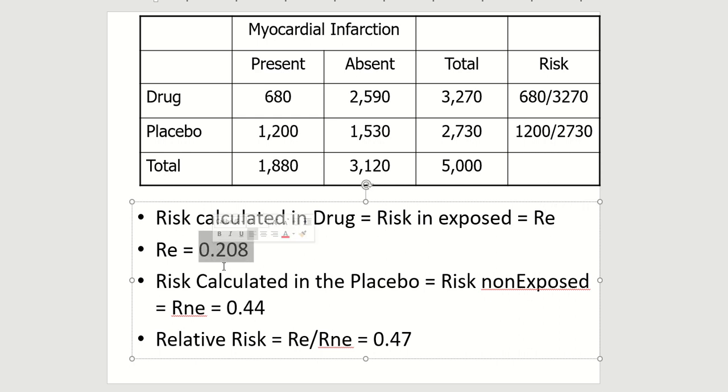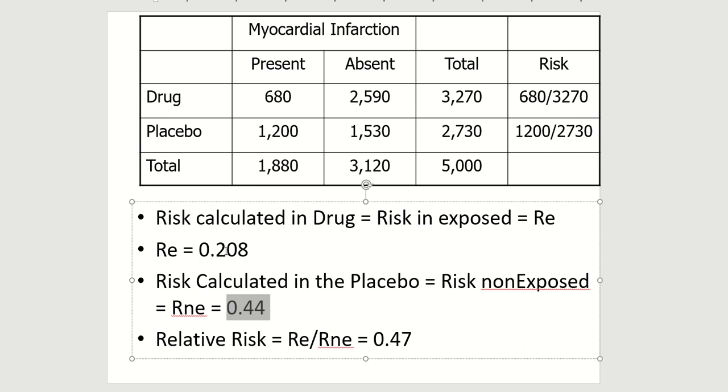So if you're receiving the drug, the risk of myocardial infarction is about 20.8%. If you're not taking the medication, the risk in the not exposed, so R with NE next to it, is 0.44. So if you do not take the medication, your risk of myocardial infarction for the period of the study is 44%. And now we need to compare these two risks, one versus the other.